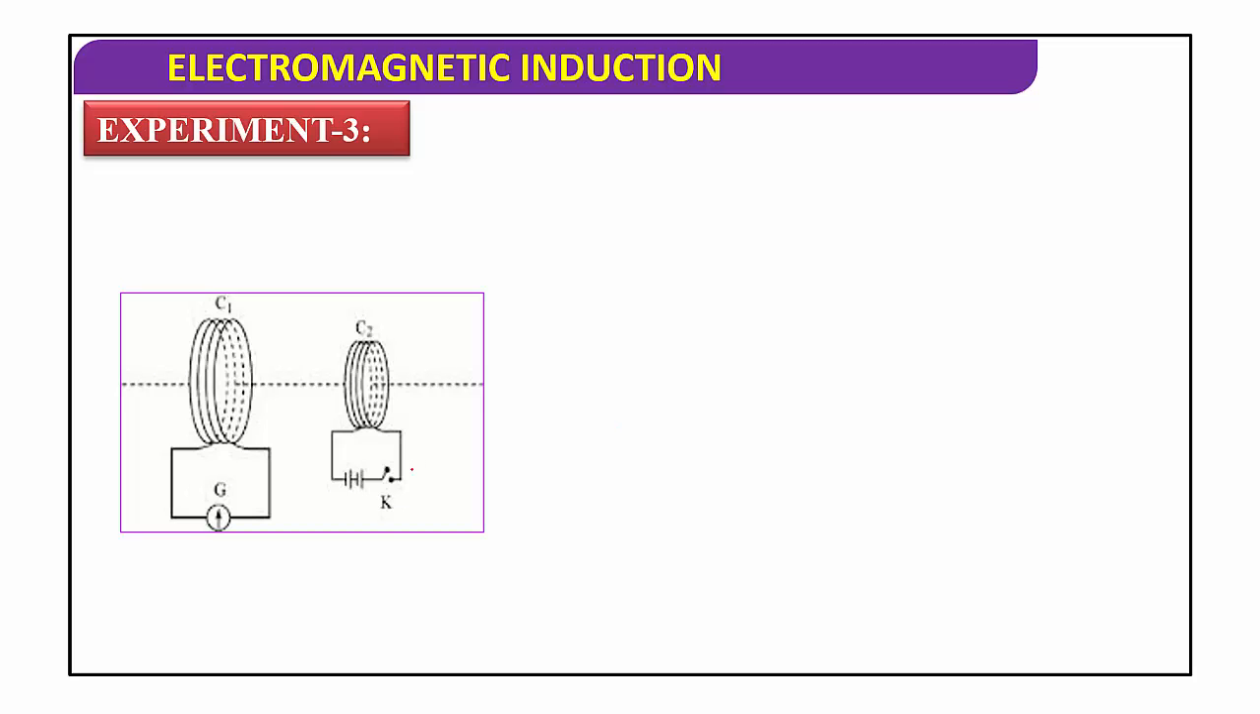You can observe this picture here. This is a tap key. When this tap key is pressed, current will flow. When this tap key is released, current will not flow because the connection will break down. Is it clear? When the tap key is pressed, current will flow through the coil. When the tap key is released, there is no electric current. You can remember this point in experiment 3.